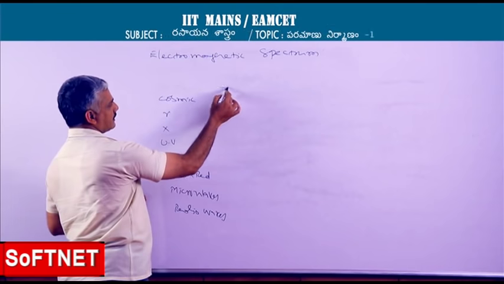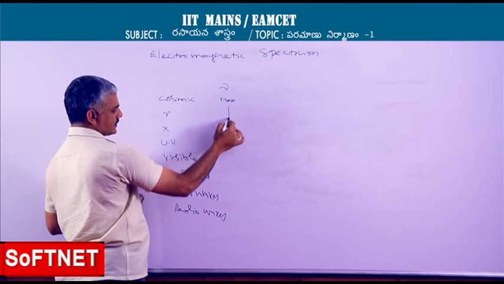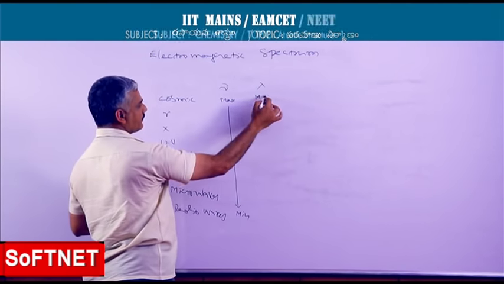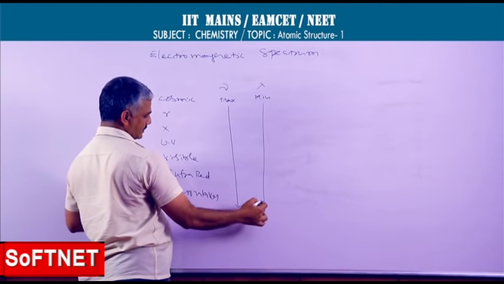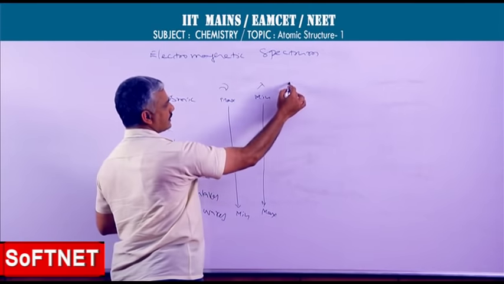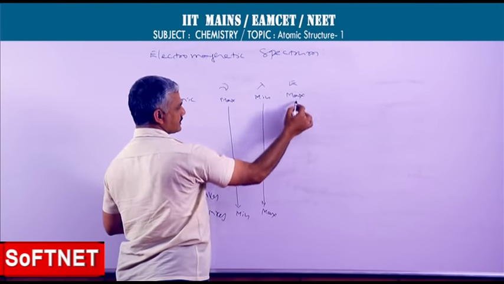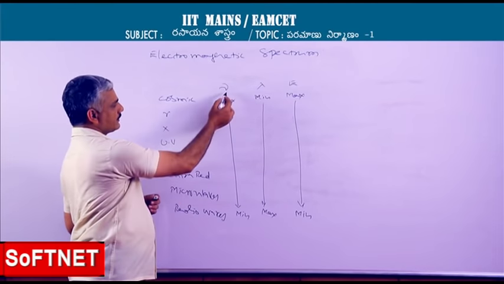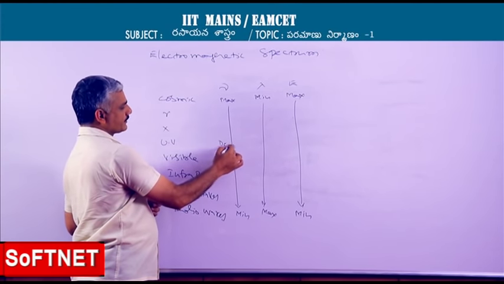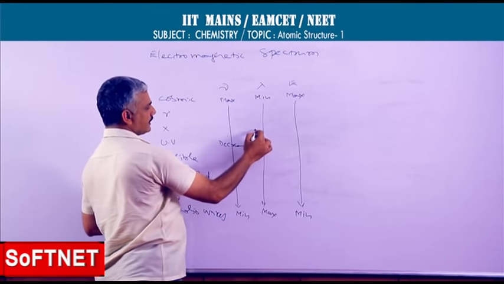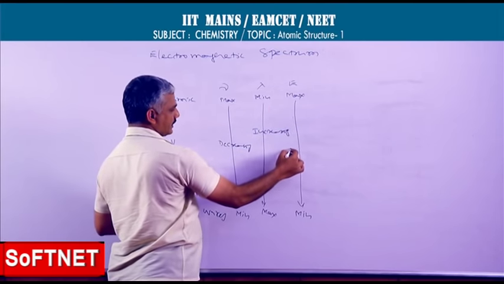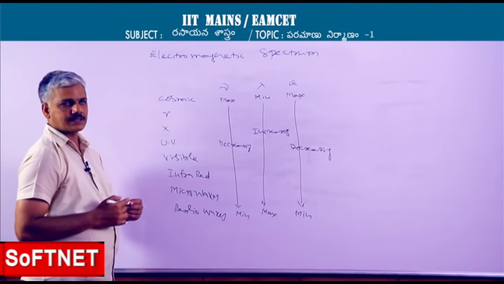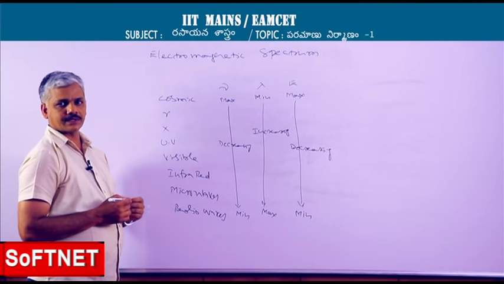The frequency of cosmic rays is maximum and gradually decreases to radio waves. If you take wavelength, it is minimum for cosmic rays and gradually increases to radio waves. If you take energy, it is maximum for cosmic rays and gradually decreases to radio waves. So, with reference to frequency, the order is decreasing, wavelength increasing, and energy if taken again decreasing order. This systematic arrangement is called as electromagnetic spectrum.